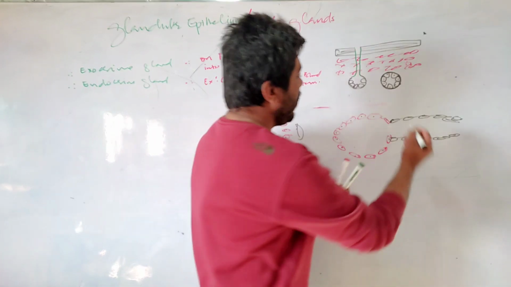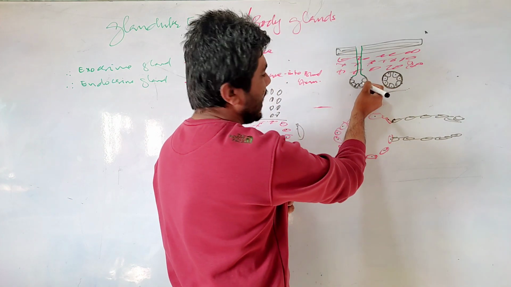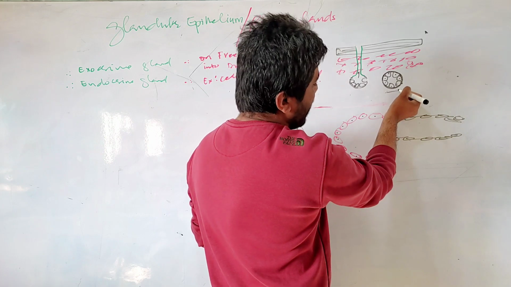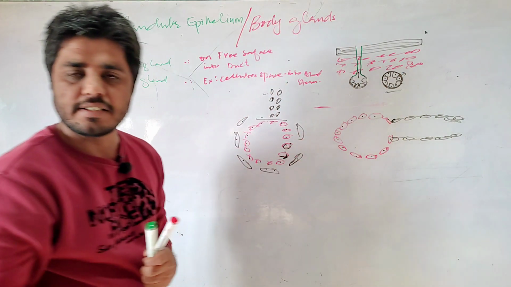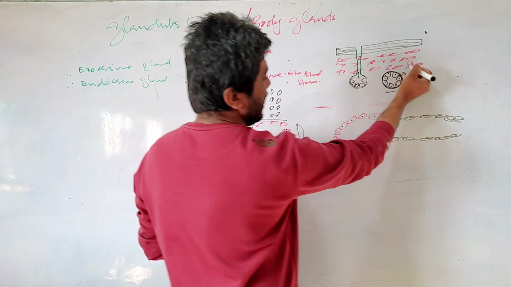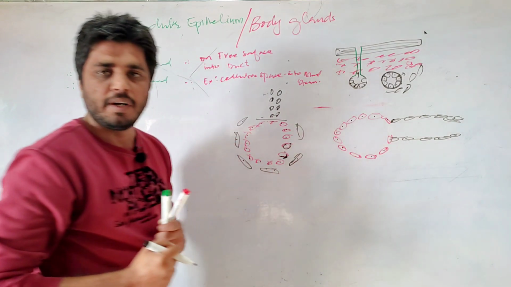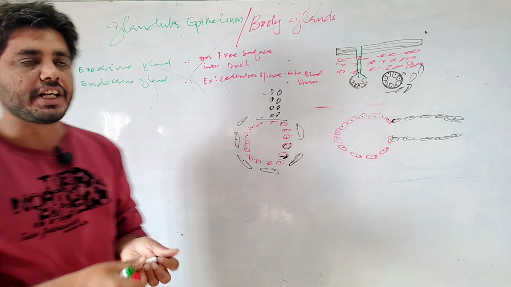Endocrine gland. So the difference is that the secretion of an exocrine gland will go into the duct. The secretion of an endocrine gland will go out into the extracellular spaces. Here we definitely have many blood vessels in the connective tissue. This secretion will enter into the bloodstream. That's clear? Yes.